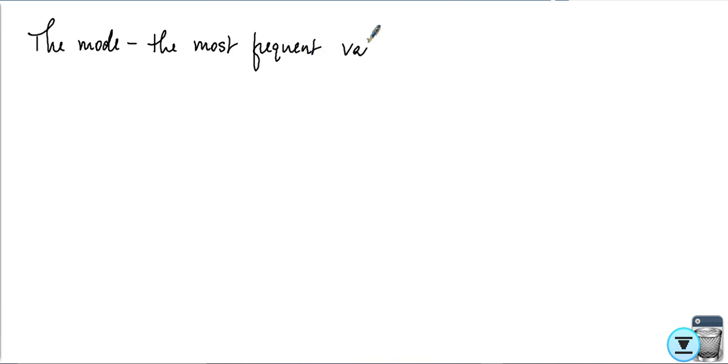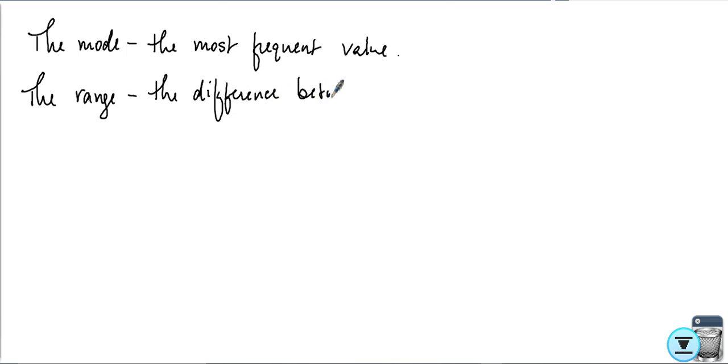In our previous lessons we described the mode as being the most frequent value, and we said that the range was the difference between extremes in a set of data, or as you like to call it, the difference between the largest value and the smallest value. So those were the definitions of the mode and the range.